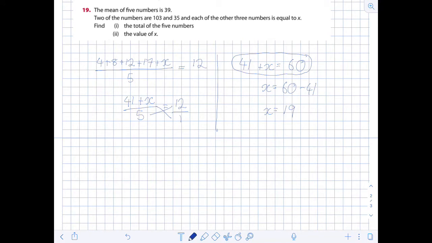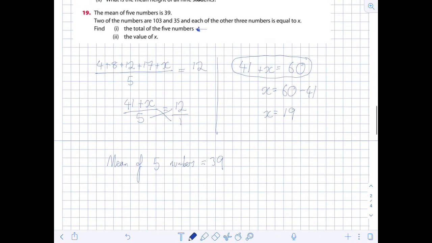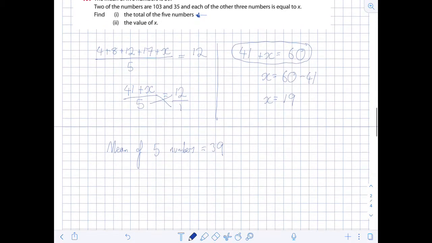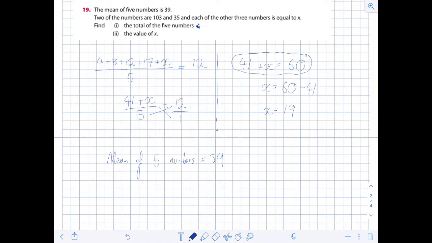The mean of 5 numbers is 39. Two of the numbers are 103 and 35, and each of the other 3 numbers is equal to x. Find the total of the 5 numbers, and the value of x. Well, to answer the total of the 5 numbers, we're going to go back to that egg demonstration I did the other day. We're averaging, or finding the mean. When we find the mean, it's like we're giving each of the egg cartons the same number of eggs. So in this case, we're giving each of the 5 numbers 39.